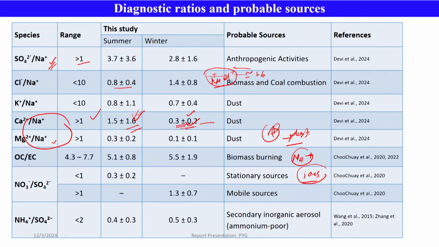Of course, there are other tracers, we will discuss these things. You can use nitrate to sulphate and ammonium to sulphate ratios to distinguish whether this is a mobile source or a stationary source. Mobile sources are like vehicles, and if the ratios are more than 1, then it is a mobile source; less than 1 generally indicates a stationary source. A stationary source means the source is not moving. And ammonium to sulphate ratios can be used for secondary inorganic aerosol formation. So these are some of the tracers where you can use diagnostic ratios to distinguish the source of aerosols, especially road dust.